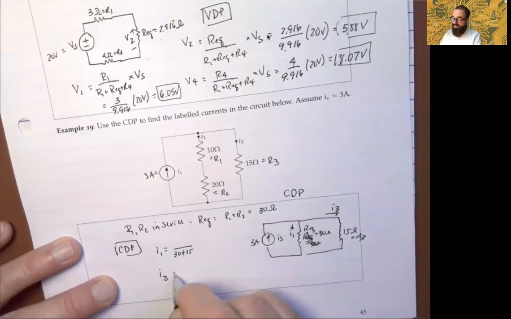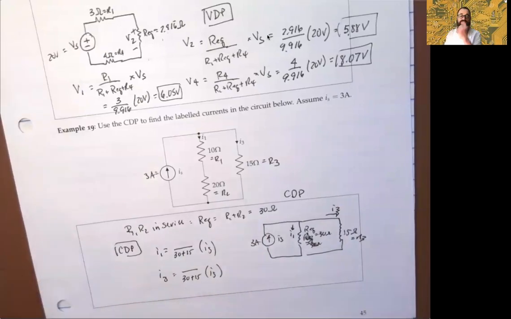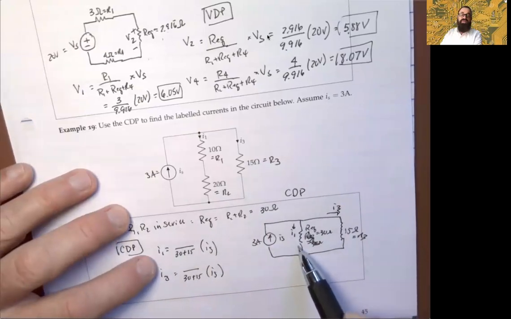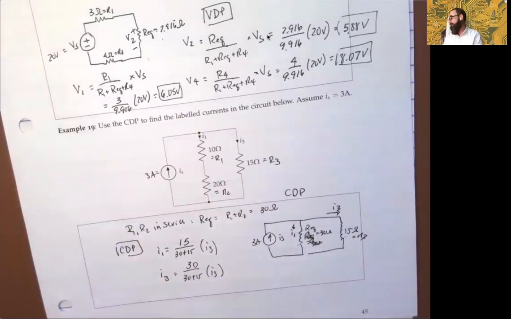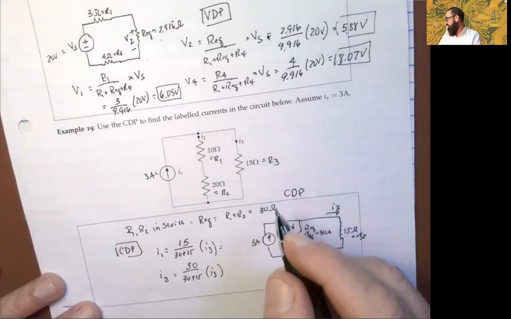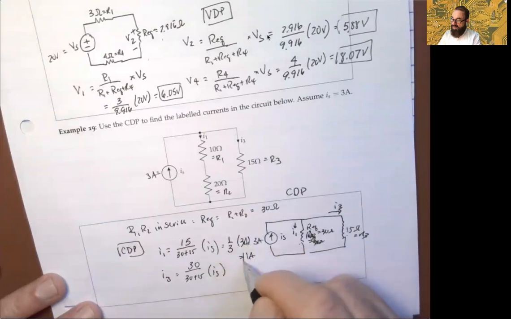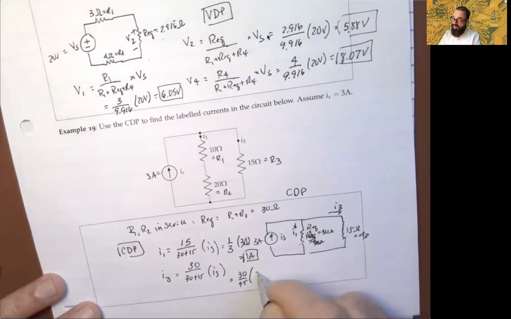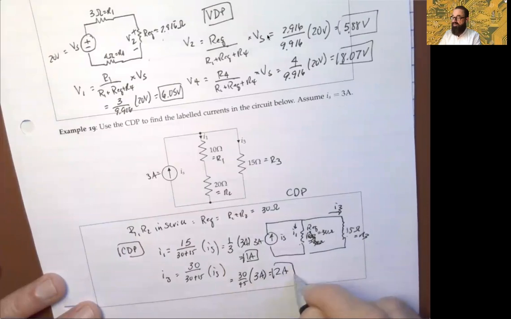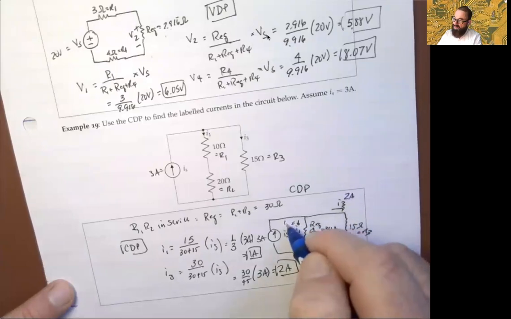The I3 will be, again, a proportion of IS. This is the proportion of the current that we're splitting. And remember, what we do in CDP is you use the resistance of your neighbor. So the 15 goes there and the 30 goes there, okay? So this will give us 15 over 45, which is a third, times the 3 amps. So you'll get 1 amp there. And then over here, you're going to get 30 over 45, right? Times 3 amps. And that's going to give you 2 amps, okay? So the split is 2 amps will go this direction and 1 amp will go this direction, okay?